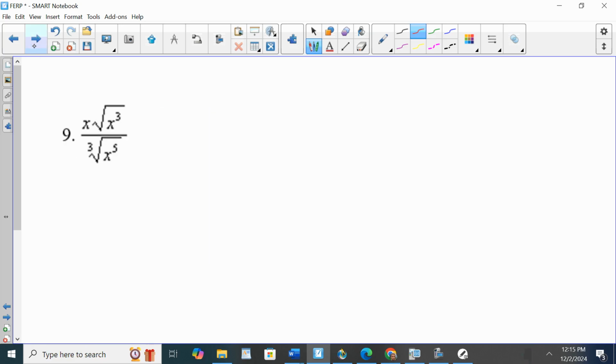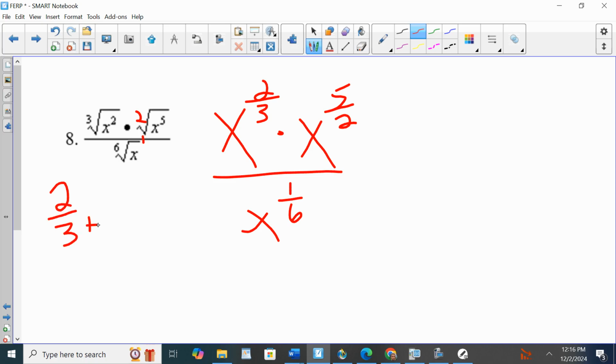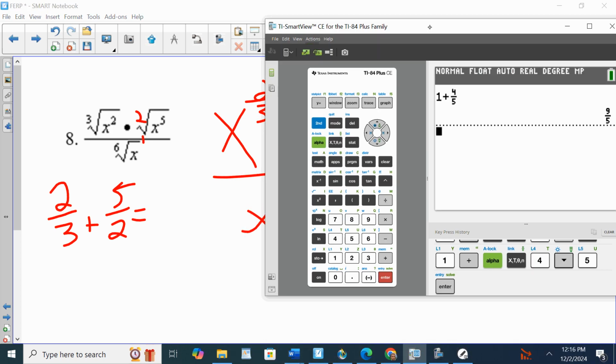Let's just take a look at one more from that section. We can take a look at number 8. Radicals are fractional exponents. Power over the root. The root is 2 if there's no root written. Power over the root. If there's no power, it's a 1. Power over the root. On top, when I'm multiplying, I'm adding 2/3 plus 5/2. You can use the calculator. I suggest you do that. You can do it by hand, which we just went over.